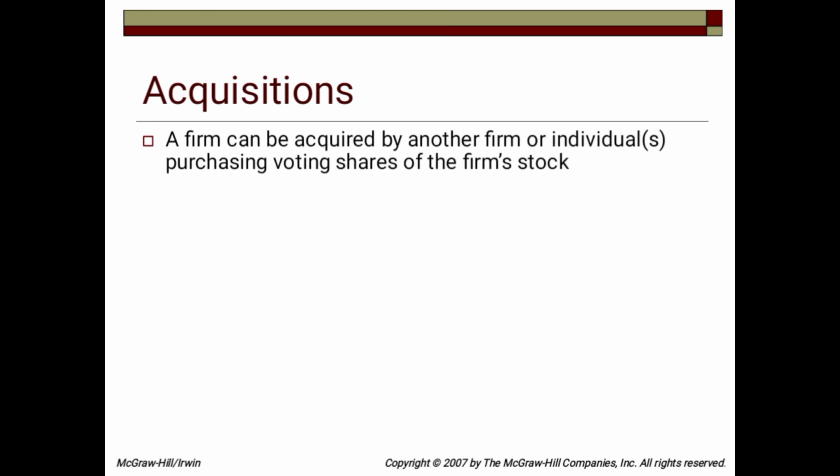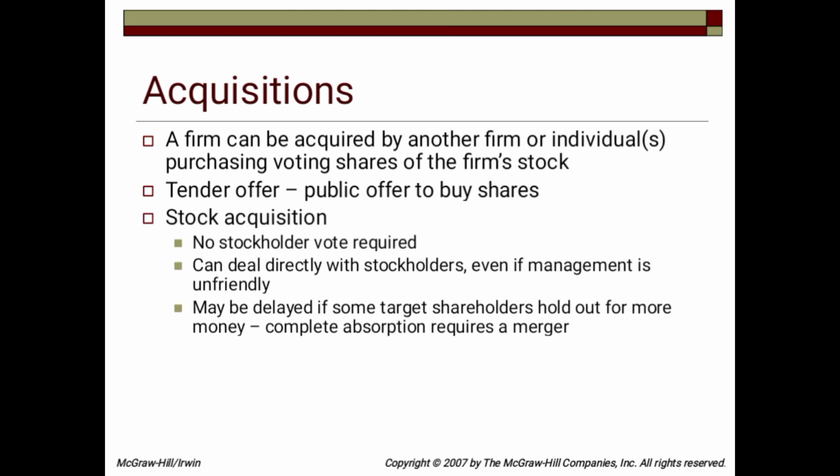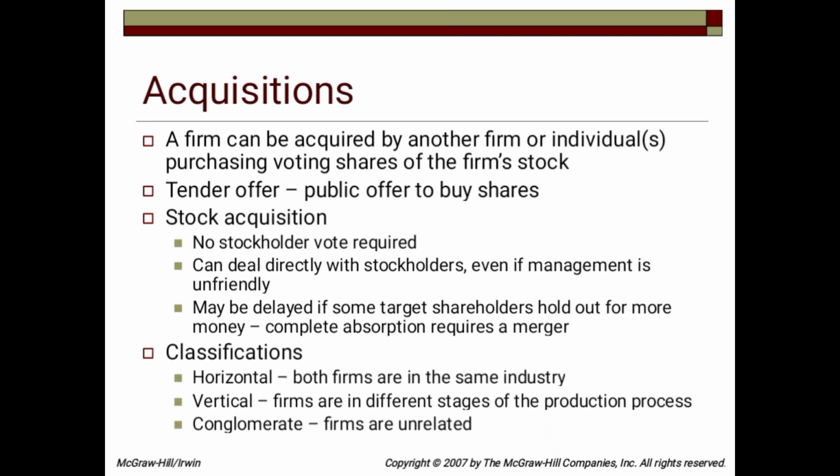Acquisitions. A firm can be acquired by another firm or individual purchasing voting shares of the firm's stock. Tender offer: a public offer to buy shares. Stock acquisition: no stockholder vote required. Can deal directly with the stockholders even if management is unfriendly. May be delayed if some target shareholders hold out for more money. Complete absorption requires a merger.